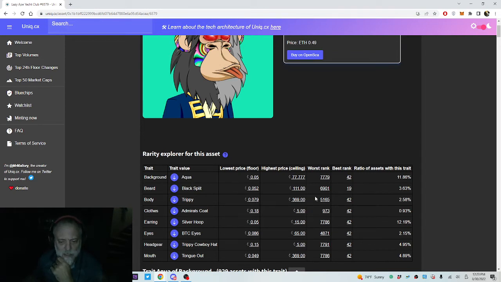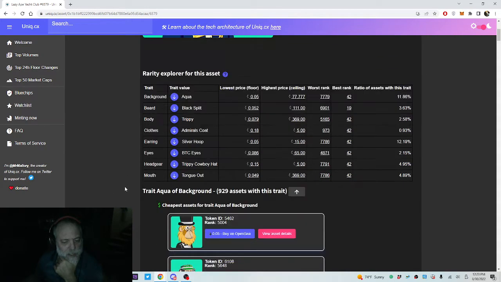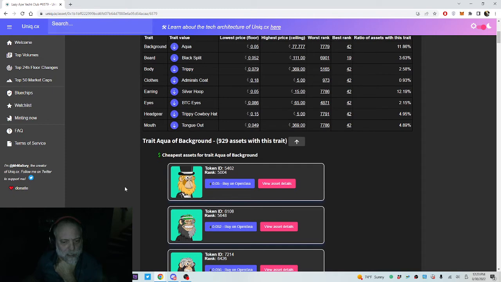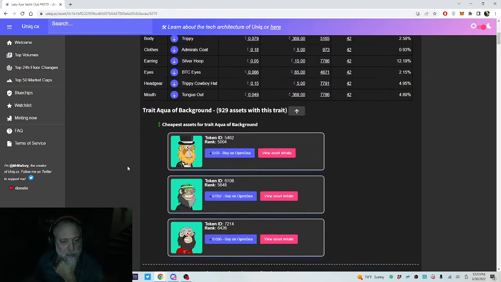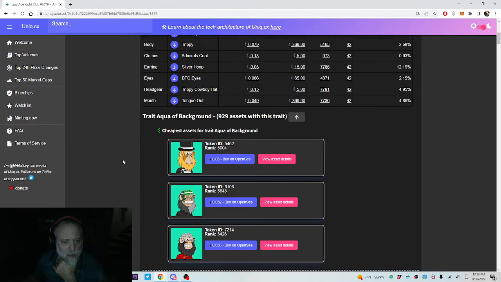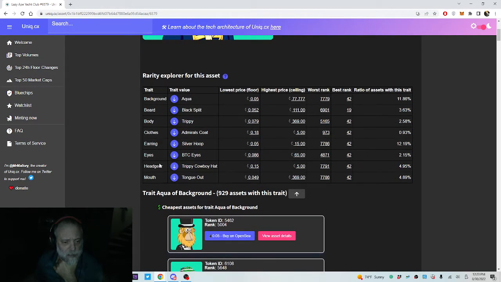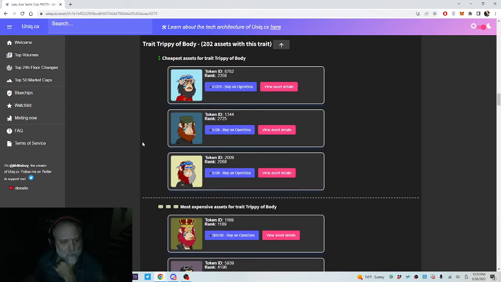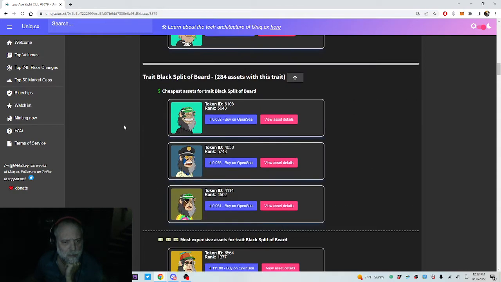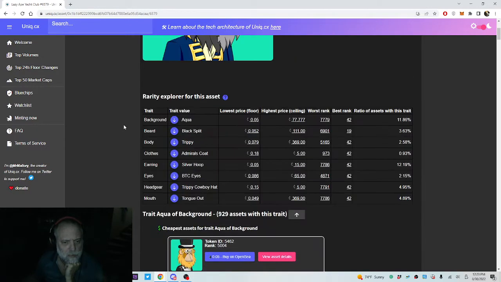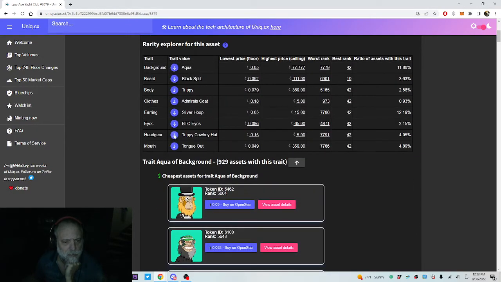The highest prices, the best ranking, the ratio. So it really gives you a good idea of what's with the backgrounds. And it also breaks it down into the different backgrounds. Like I believe if we go here, yeah, pulls it down to the trippy bodies. I thought I was looking at the trippy hat. What happened there? That did not do it. Oh, okay, there it was. That one. We needed to go to headgear.